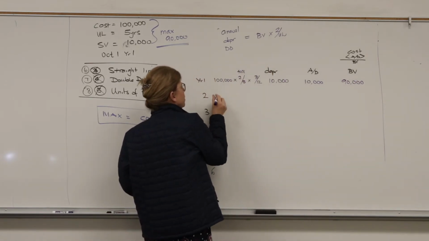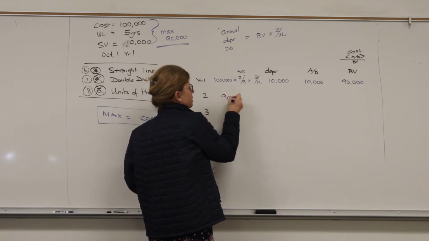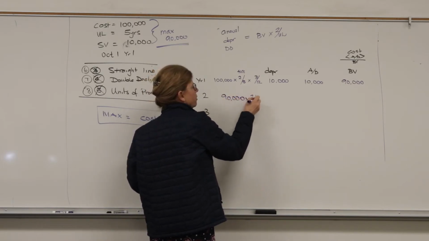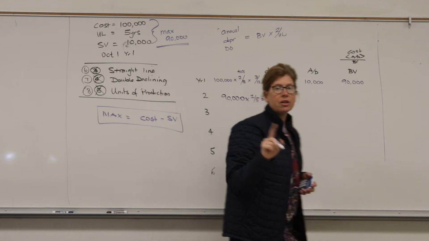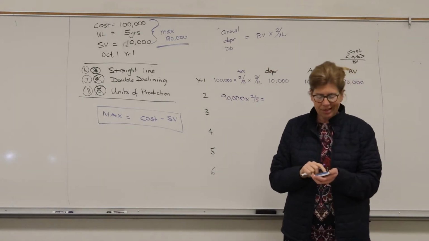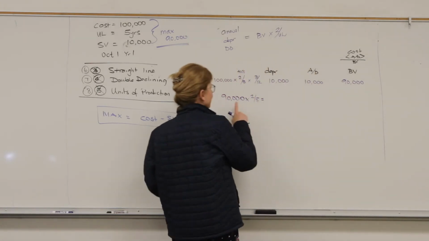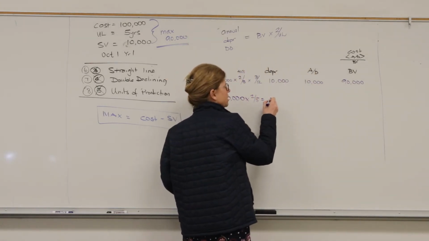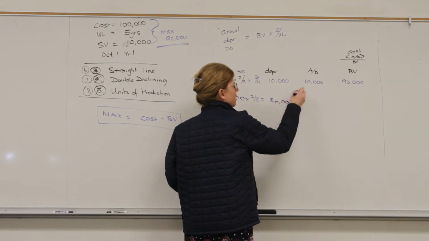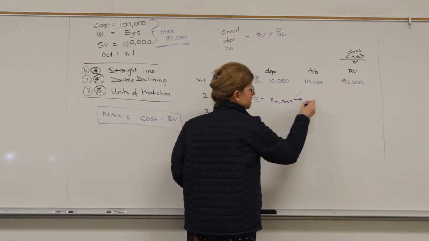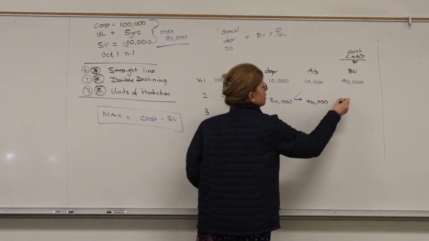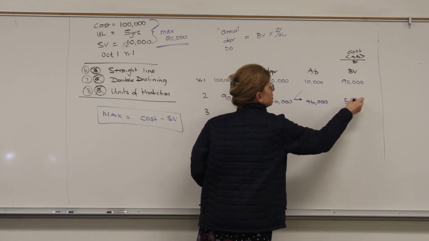Year 2, I take book value, $90,000, multiply by 2 over useful life. But this year I've held this asset for the entire time, so I get a full year's depreciation. When I take 40% of this, it will give me $36,000. When I've added that to last year's $10,000, this will give me $46,000, and book value, 54.